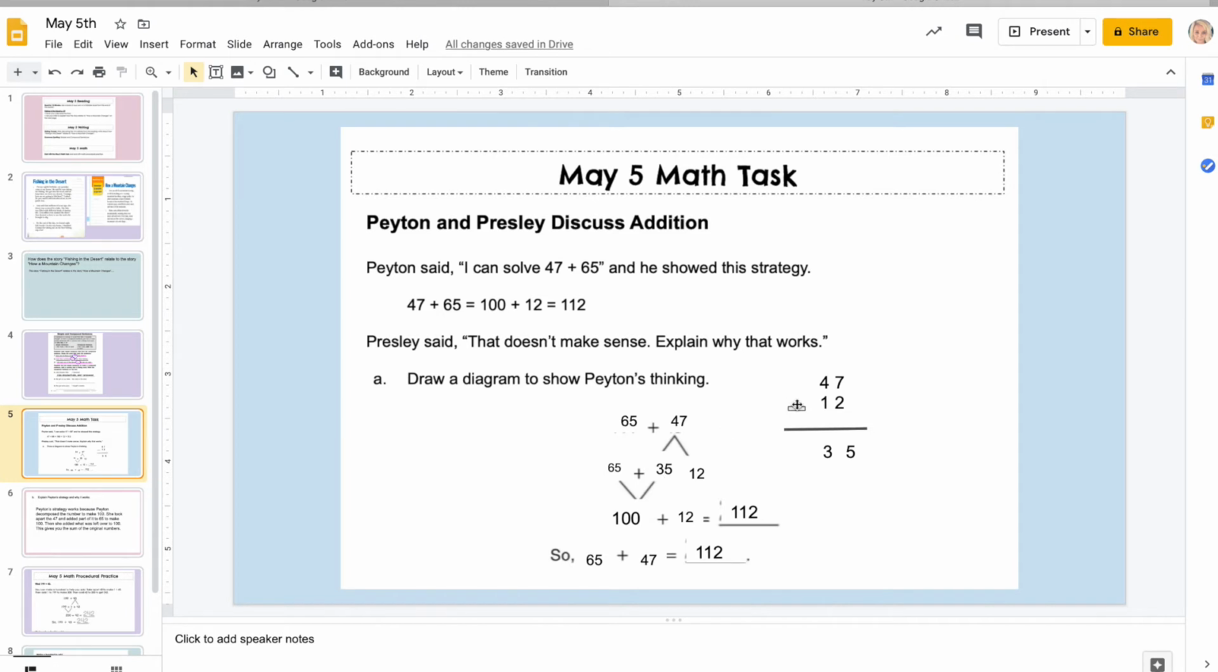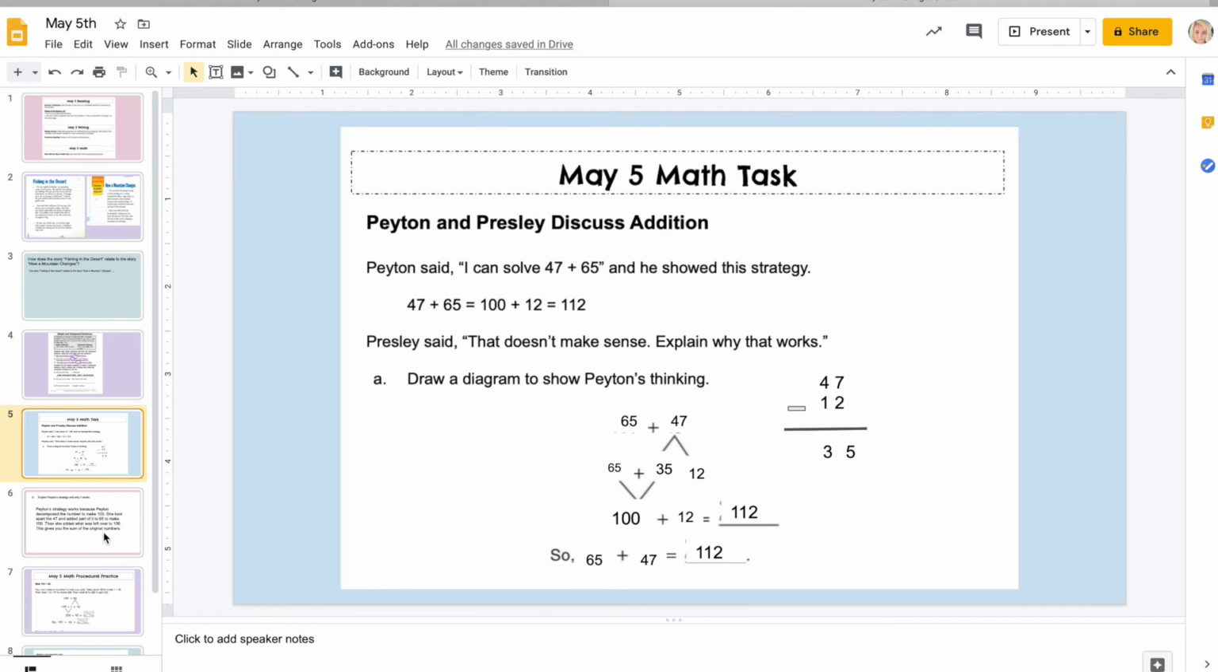And we know that we subtracted 12, so decomposing 47 into 35 and 12. Well, 65 and 35 equal 100. And then we're adding the additional 12, which equals 112. So all we're doing is decomposing the numbers to make 100. We're adding what is left to find the sum. So because 100 plus 12 equals 112, that also tells us 65 plus 47 equals 112. So that is the diagram you should draw to show Peyton's thinking.